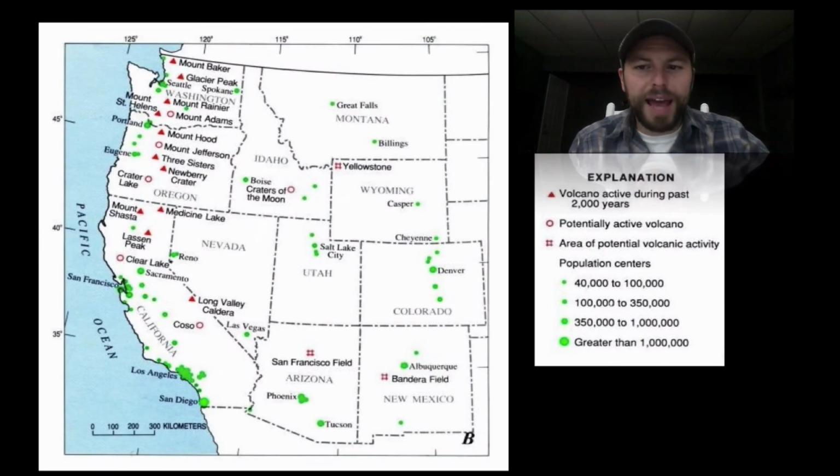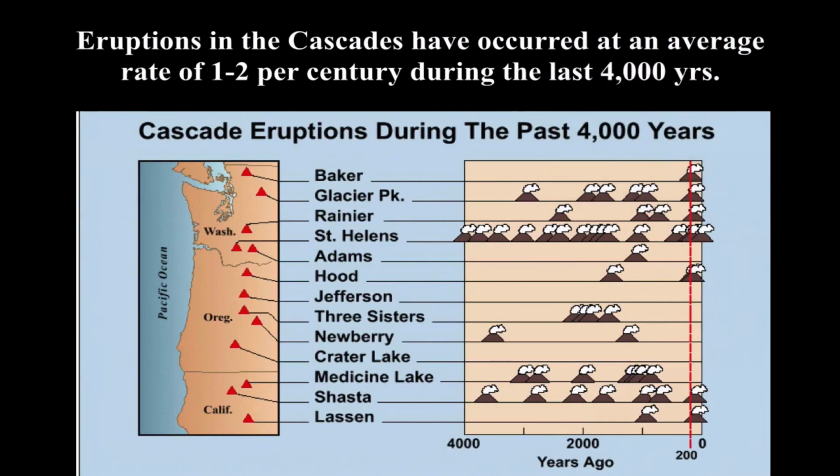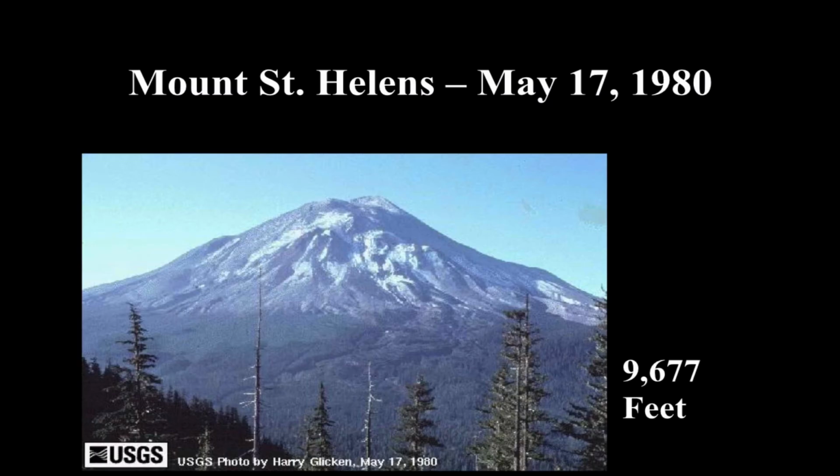So we have a number of active volcanoes that are within this region. This is just looking at the number of eruptions over the past 4,000 years, and you can see Mount St. Helens extremely active, coming all the way up through 200 years ago. Baker, Glacier Park, Mount Rainier. Okay, all these areas right here are pretty active volcanoes. Here's Mount Rainier in Washington. Pretty cool.